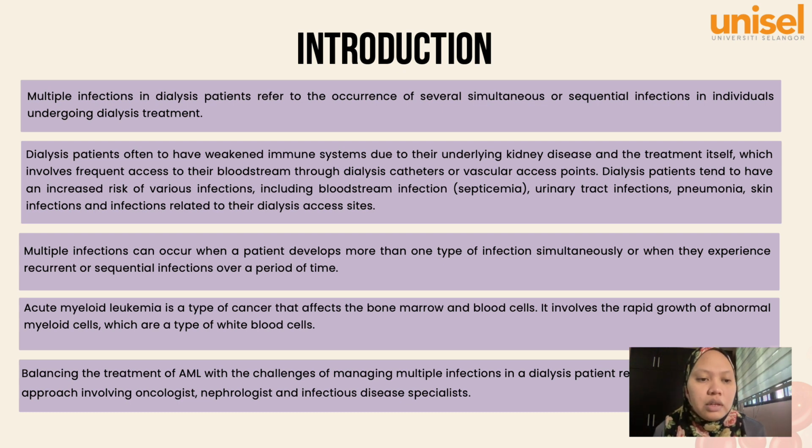Number 4, acute myeloid leukemia is a type of cancer that affects the bone marrow and blood cells. It involves the rapid growth of abnormal myeloid cells, which are a type of blood cell. Balancing the treatment of acute myeloid leukemia with the challenge of managing multiple infections in dialysis patients requires an approach involving oncologists, nephrologists, and infectious disease specialists. So basically, when dialysis patients have multiple infections and also a cancer blood disease, it will require a lot of specialists to be involved to receive proper treatment.